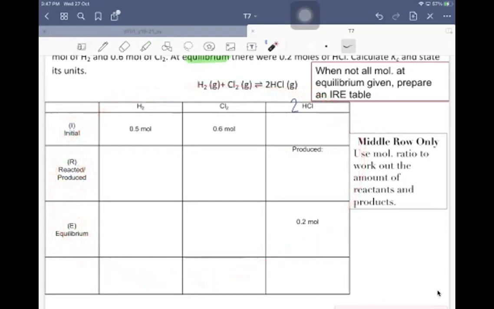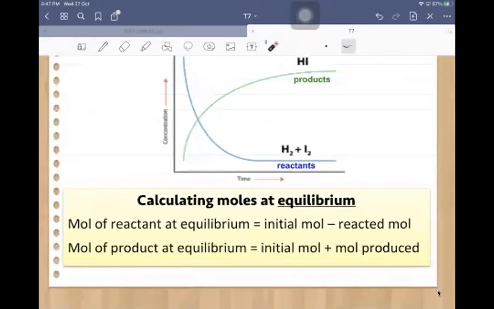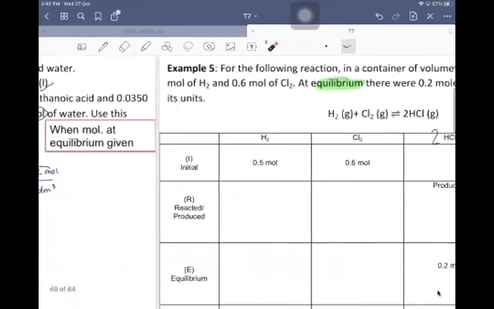The reason for this is when we looked at the first part just now, you can find the number of moles at equilibrium if you know the initial number or if you know the reacted number. Okay, you need to know 2 out of 3. 1 is not enough.